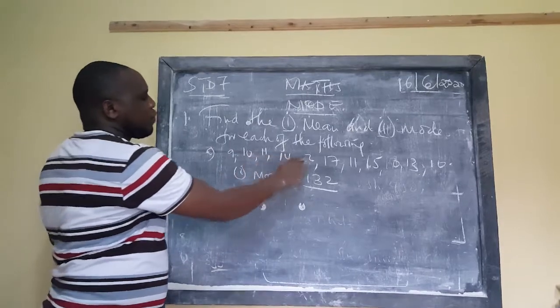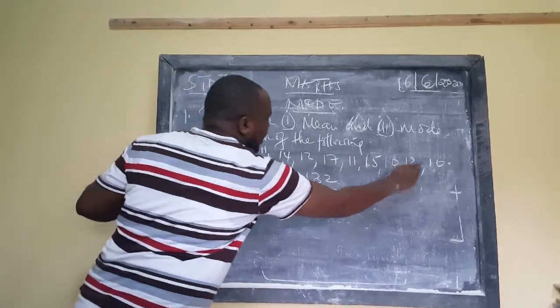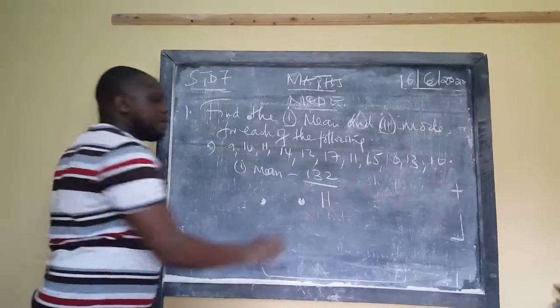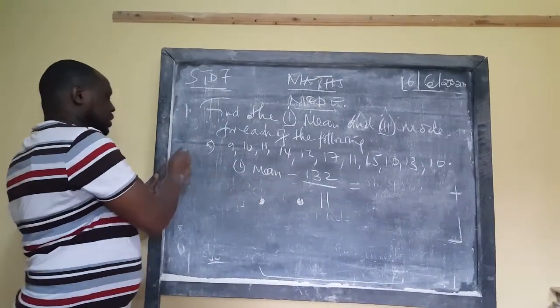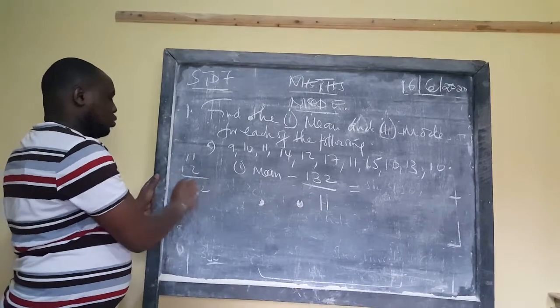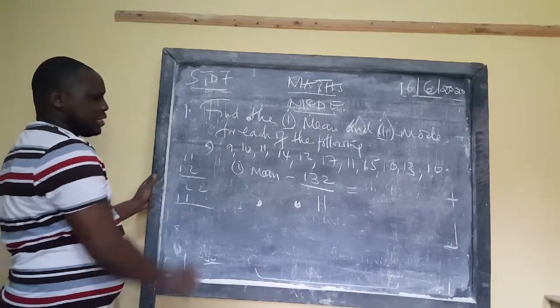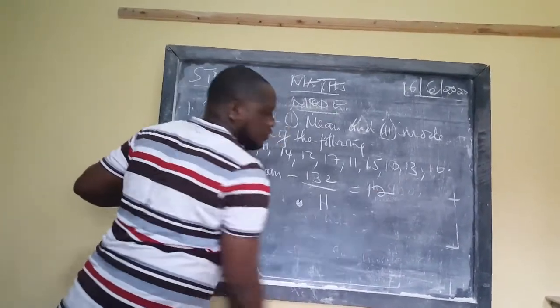1, 2, 3, 4, 5, 6, 7, 8, 9, 10, 11. So 132 over 11. So your mean will be 12. Yes. So our mean will be 12.